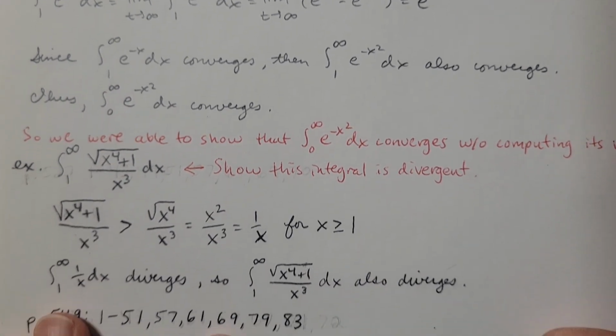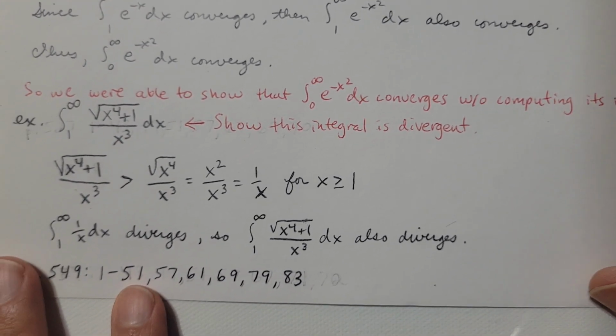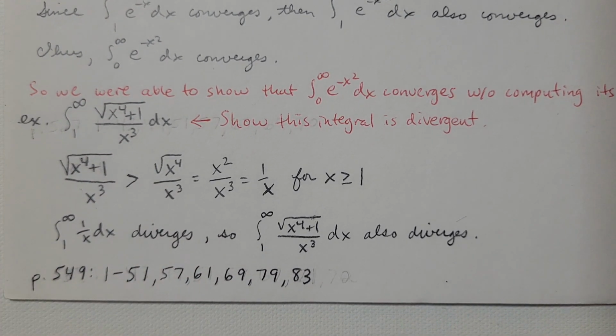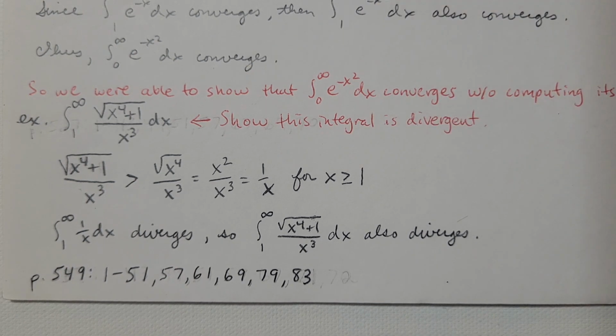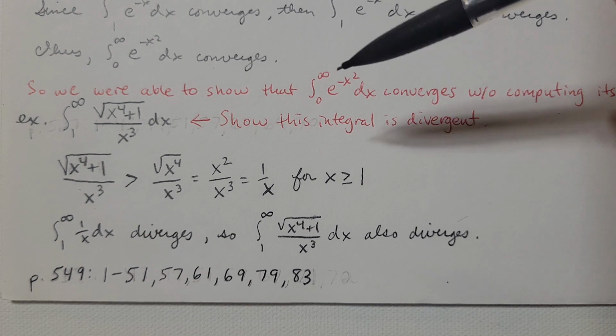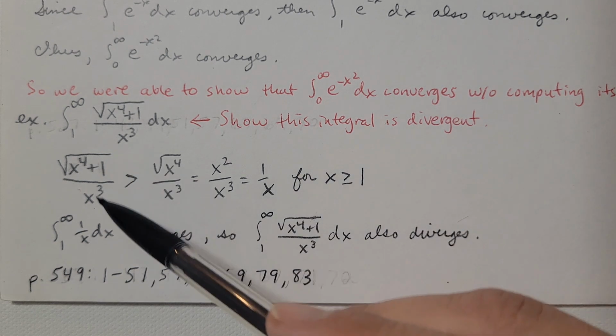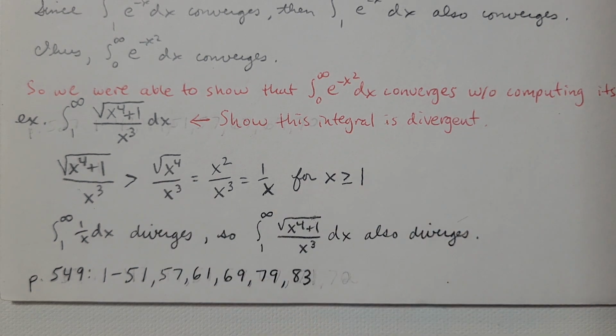Here's another example. Let's see. Suppose that we want to integrate the function, which is the square root of x to the fourth plus 1, divided by x cubed, dx on the interval 1 to infinity. I want us to show that this specific integral is divergent. And we're going to use the comparison test. So I need to find something to compare this to.